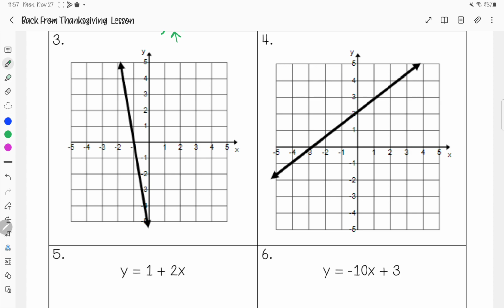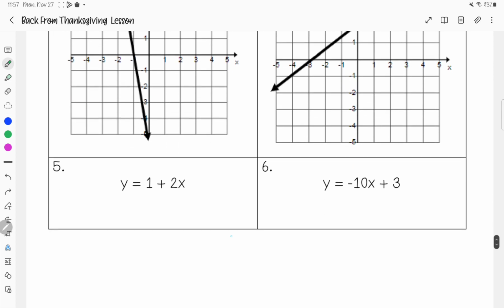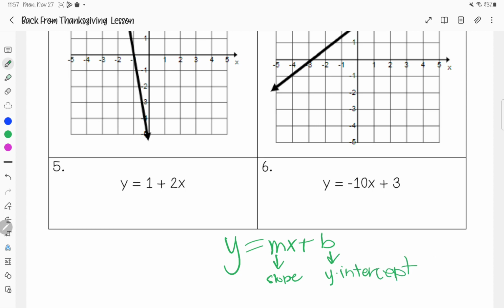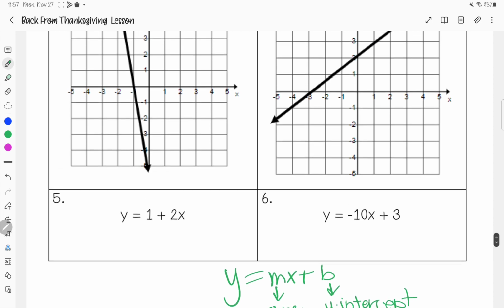These ones are easy because you're looking for where your line crosses the y-axis. And then down here, it should be written in y equals mx plus b. Replace the m and b. So this is our slope, our rate of change, and this is our y-intercept, where we grab the line at the y-axis. So take a minute and do those ones.